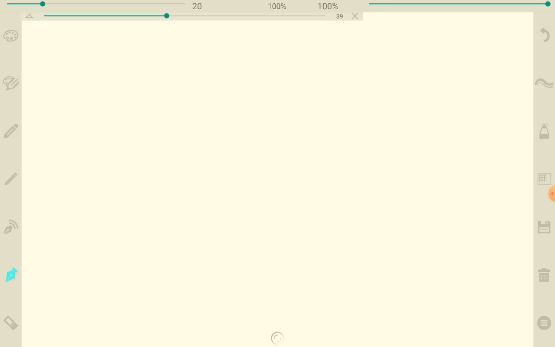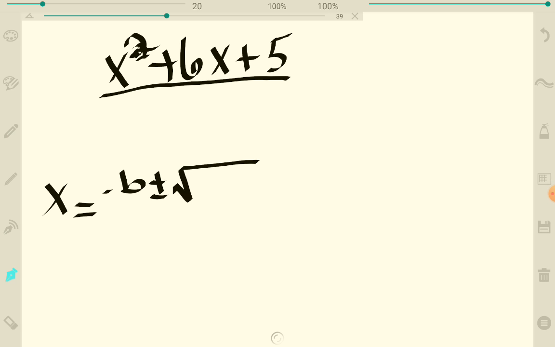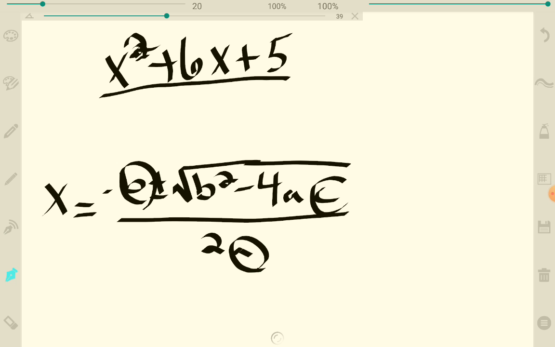For the first problem, we'll be doing x squared plus 6x plus 5 as the problem that we need to factor. And so basically we need to find, in our formula, x equals negative b plus minus square root b squared minus 4ac over 2a. So to find this, we need to find what b, a, and c is.